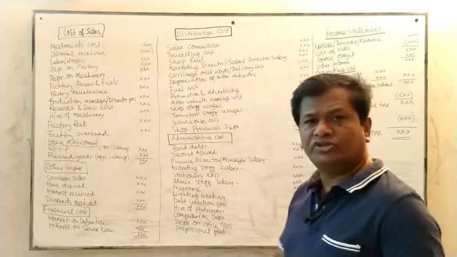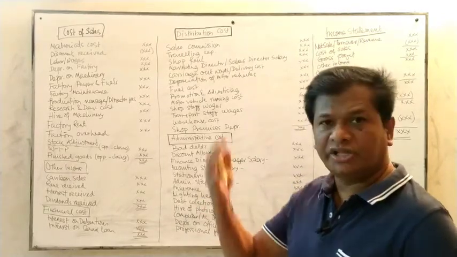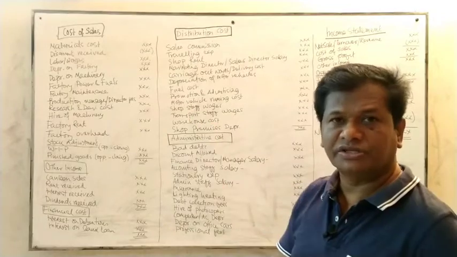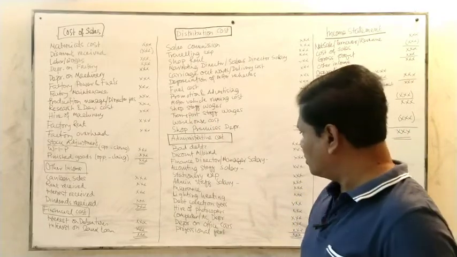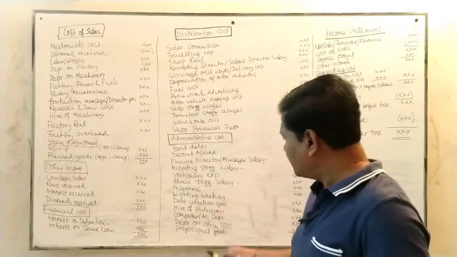Then the lighting and heating is a common expense for any organization. Maybe the AC, tube lights, or whatever it is, you are using the power. So that is the lighting and heating.